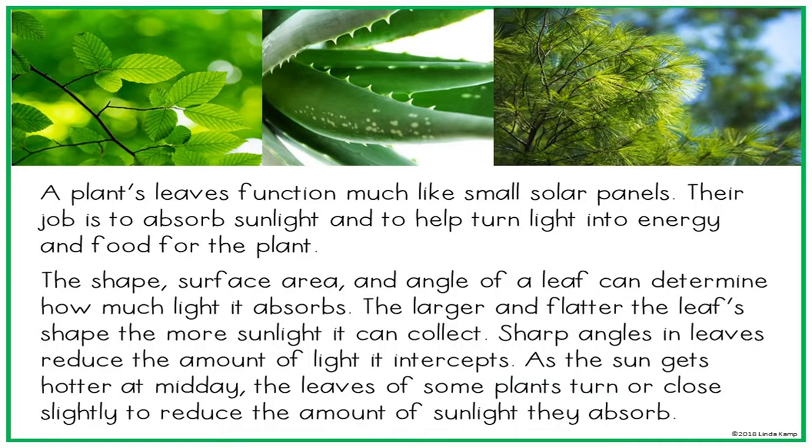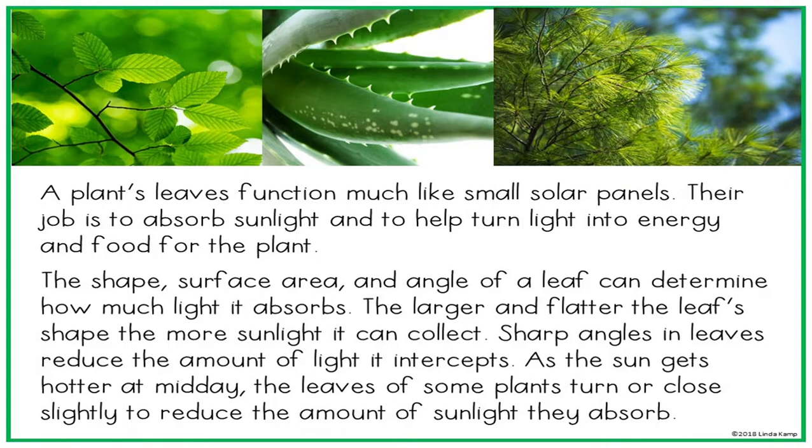So, a plant's leaves function much like small solar panels. Their job is to absorb sunlight and to help turn light into energy and food for the plant. We talked about that in the last lesson, how they do photosynthesis to create food. The shape, surface area, and angle of a leaf can determine how much light it absorbs.